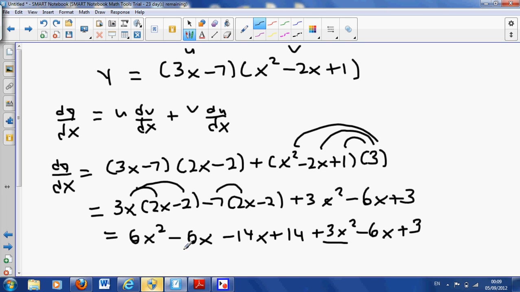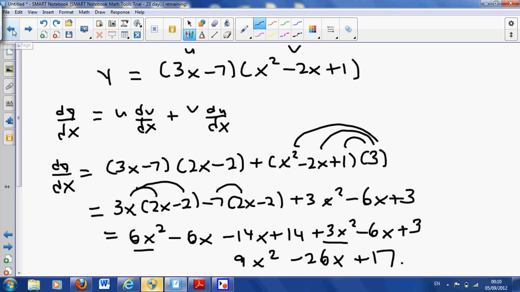Group all the x's together. x squared terms give you 9x squared. Minus 6x minus 14x is minus 20x. Minus 20x minus 6x is minus 26x. 14 plus 3 is going to be plus 17. And that is your answer, okay?